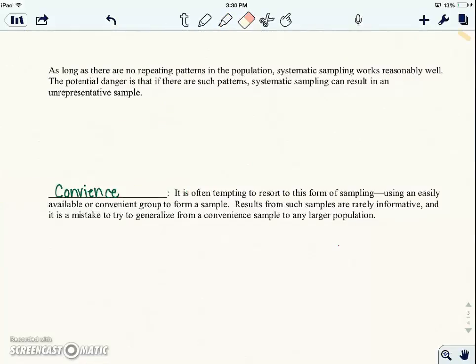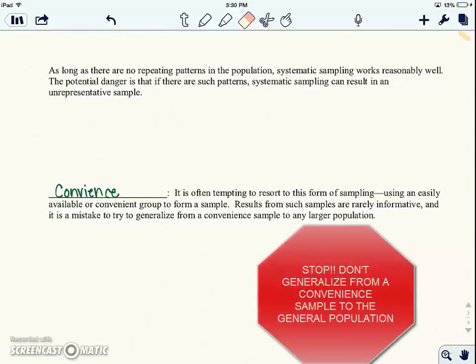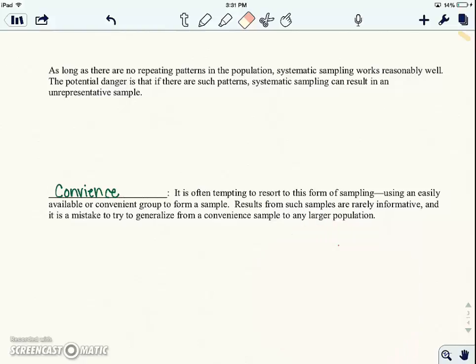Lastly, a convenience sample. It is often tempting to resort to this form of sampling, using an easily available or convenient group to sample from. Results from such samples are rarely informative, and it is a mistake to try and generalize from a convenient sample to a larger population. Just like the farmer conveniently went out and sampled the closest 10 plots, okay, in that case, he would have chosen not to harvest the field and he would have lost thousands of dollars.